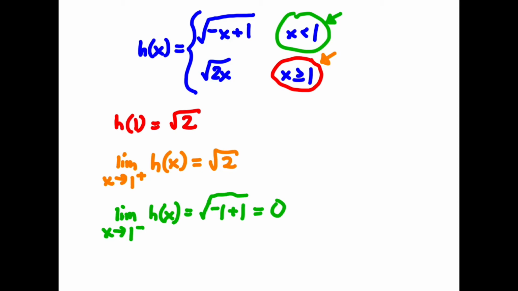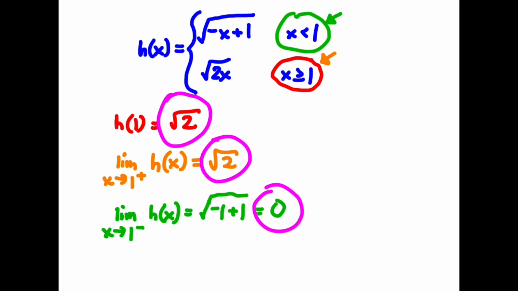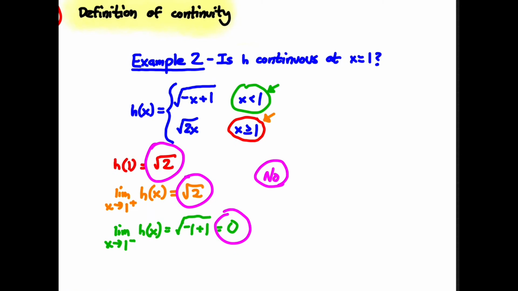All right, so now we have an issue. If you notice, all 3 values are not equal. So because of that, you would say no, h of x is not continuous at 1. So that answers that question right here. So the answer would be no. And the proof for it is right there.